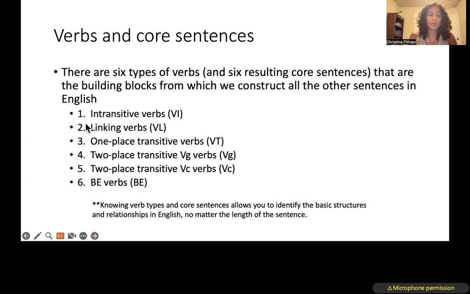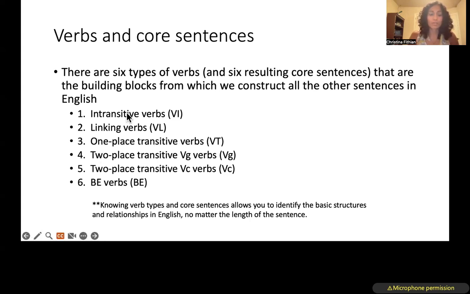So let's start with our first verb, which is intransitive verbs. We're going to look at number 1 and number 2 today: intransitive verbs and linking verbs. Now, what you're going to notice is that all of these are going to have an abbreviation. These are things that we're going to put in our tree diagrams when we start to diagram trees on Friday.